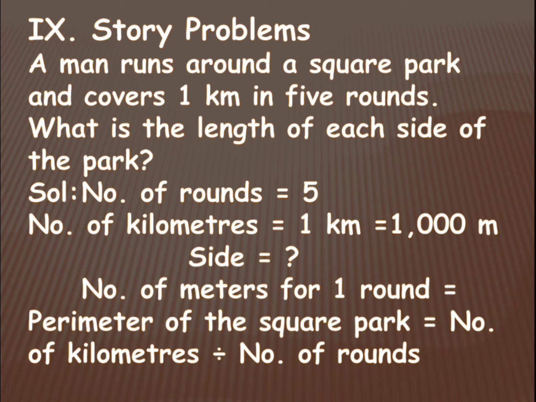So the distance covered for 1 round, that is the perimeter of the square park, will be equal to the number of meters divided by the number of rounds. Okay, so that is 1000 meters divided by 5. You already know how to do the division. So 5 is your divisor and 1000 is your dividend.